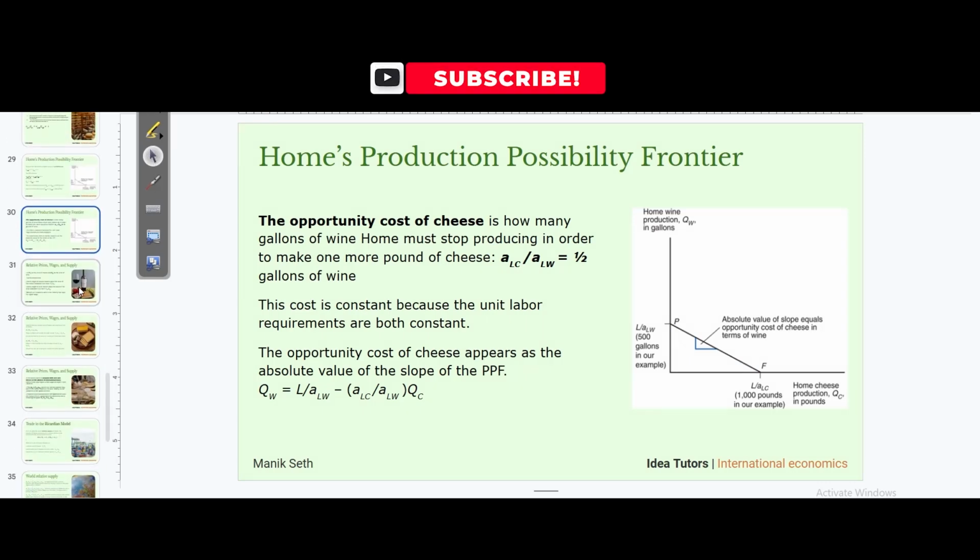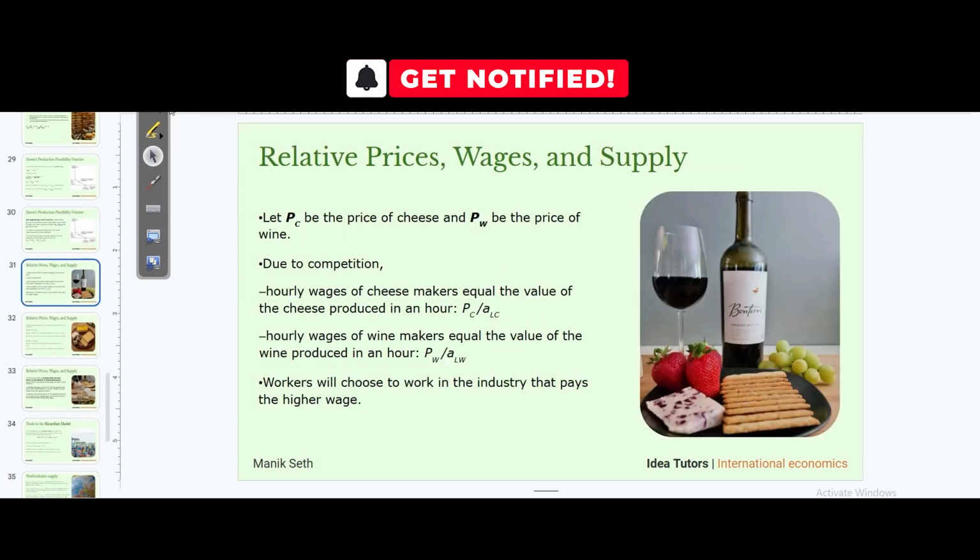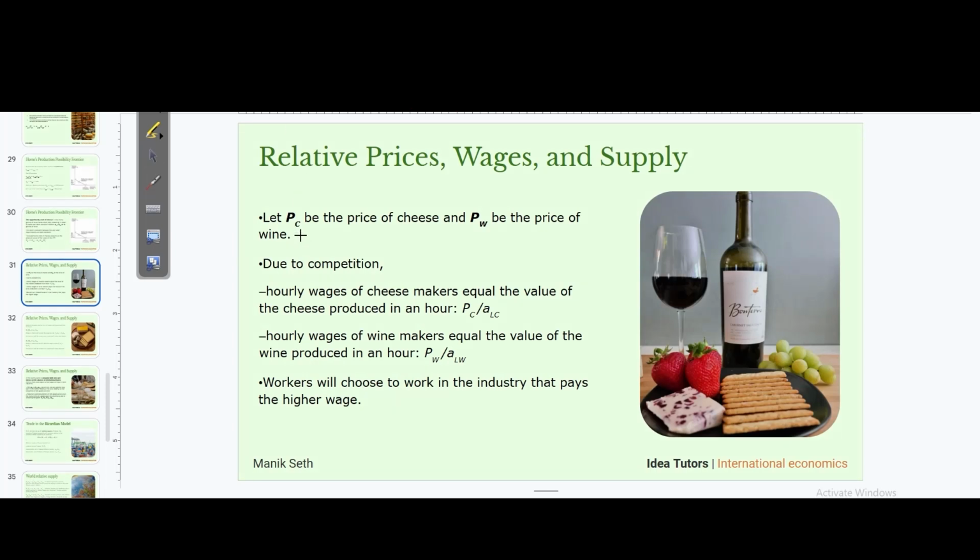Now, relative prices, wages, and supply. If PC is the price of cheese and PW is the price of wine, what is price? Price is the value of that good at which it is being sold. What is the value of that good for the industry? What is the industry getting when they sell that 1 unit? So PC is the price of cheese, PW is the price of wine.